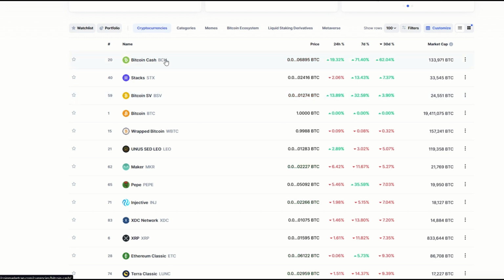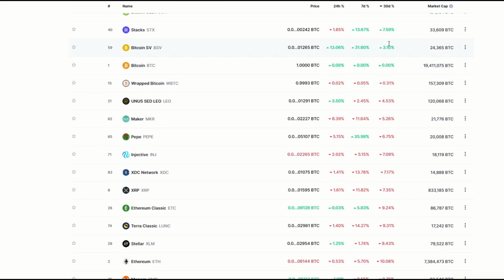And that is Bitcoin Cash, which is a fork of Bitcoin, Stacks, which uses Bitcoin, and Bitcoin SV, which again is a fork of Bitcoin. So this tells me that there's only 3 things, and they're all related to Bitcoin anyway, that have outperformed Bitcoin. Bitcoin Cash has had a big move because of what has happened this week with it being named in one of the spot ETFs, and I think you will find that is the main reason that it has pumped.